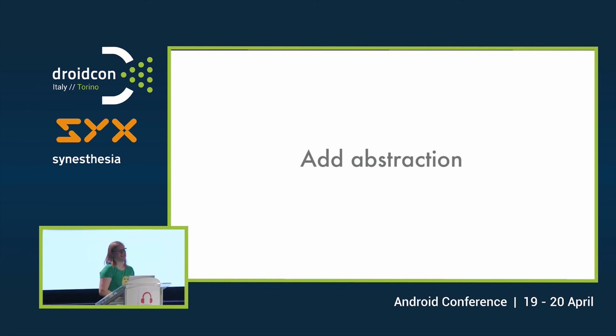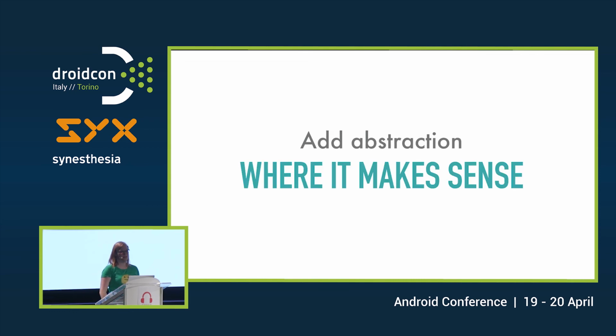But it doesn't always make sense. Sometimes a dependency will change the way you write an app. For example, RxJava or architecture components. You don't want to hide those away behind some abstraction, because you actually want to make use of those features. But I recommend to start small.